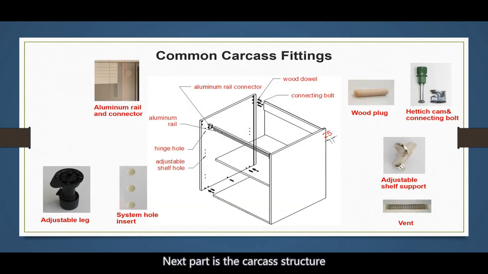So the next part is the carcass structures. Before we move on to the detailed structures of each of these panels, we would like to get a basic understanding of the small fittings inside a carcass. We start from the connection tools. We use the wood plug plus the cadmium connecting bolts to connect panels and to connect the strips. And for the shelves in it, we've got these adjustable shelf supports.